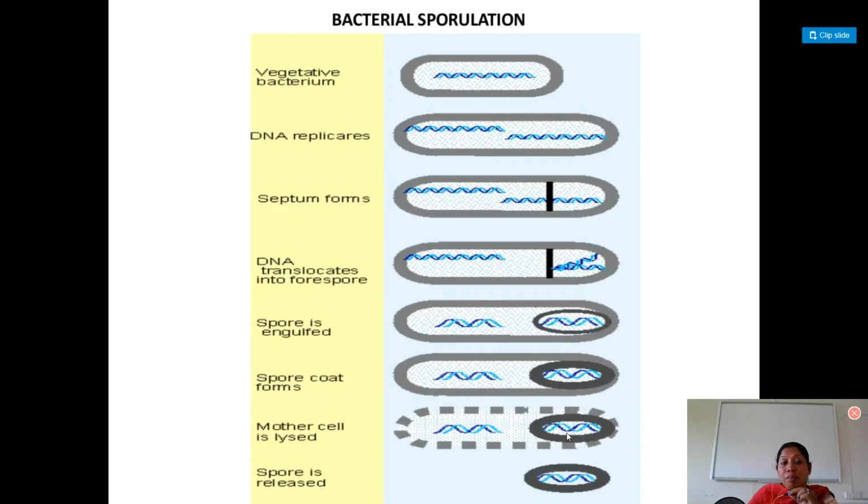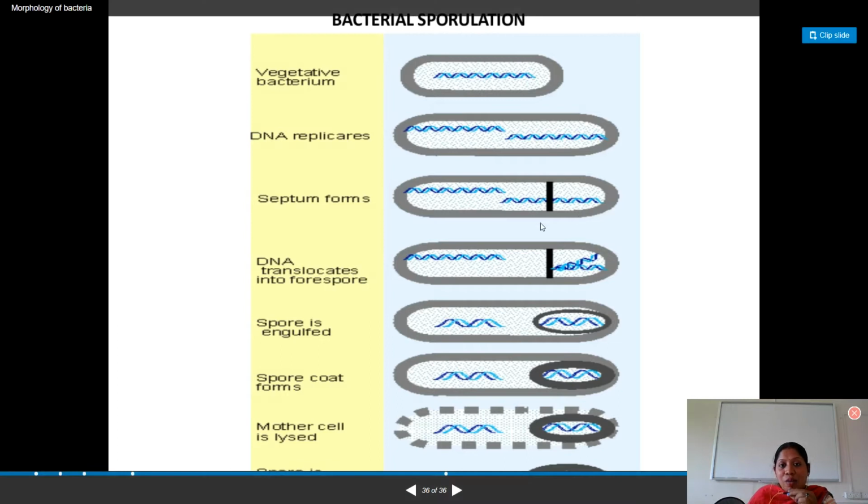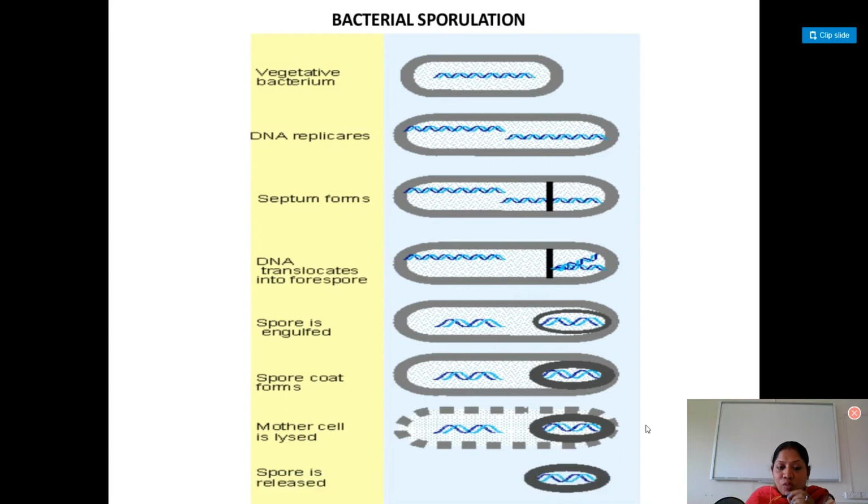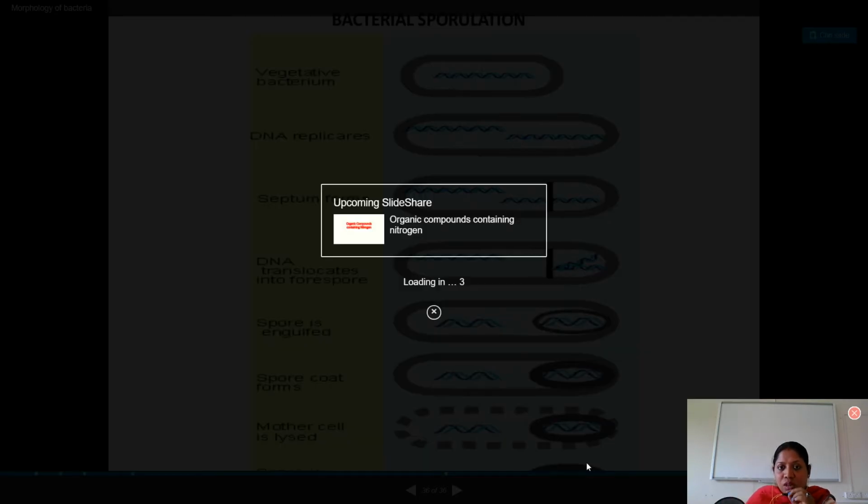Let us go with the bacterial sporulation steps. You can see once they have become activated, a vegetative bacterium will undergo the replication process. So DNA will replicate. Septum is formed. Now the DNA will translocate into a spore. You can see here, now the spore is engulfed. The spore forms a thick coat outside. Then finally the mother cell will break or lyse, and you can see it will form an individual endospore. It is released out.